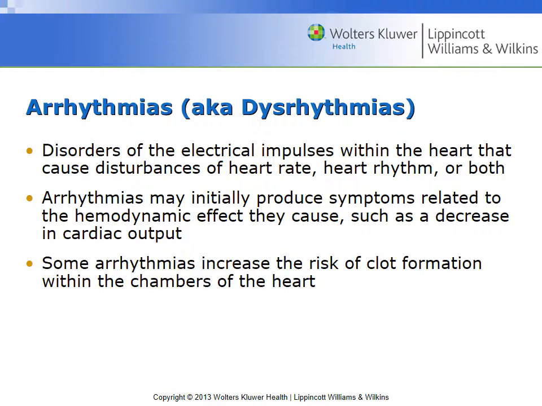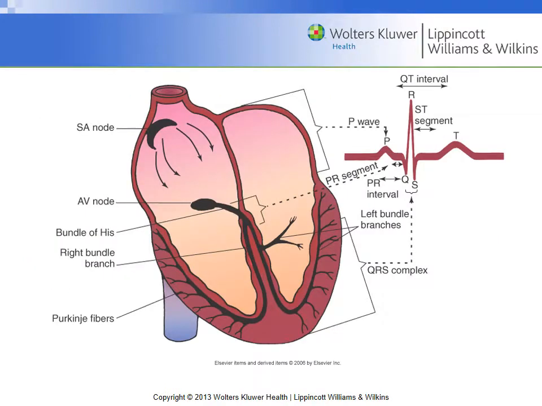Arrhythmias may initially produce symptoms related to the hemodynamic effect they cause, such as a decrease in blood pressure or cardiac output. Some arrhythmias increase the risk of clot formation within chambers of the heart, and these will be discussed in later slides. The following slide shows the SA node, AV node, the bundle of His and the Purkinje fibers in relationship to the EKG complex that you see on the paper or the monitor waveform.